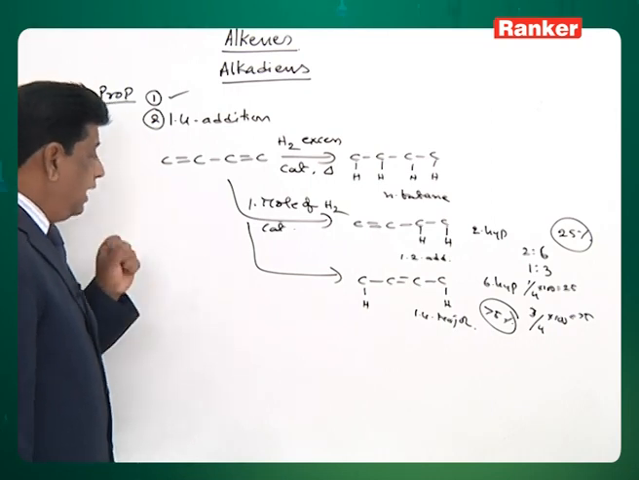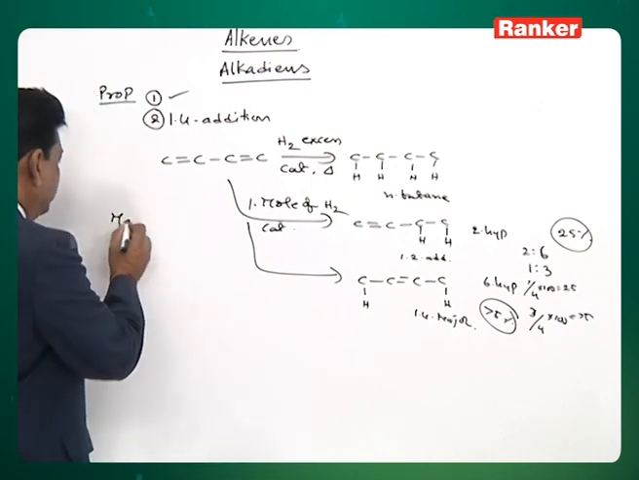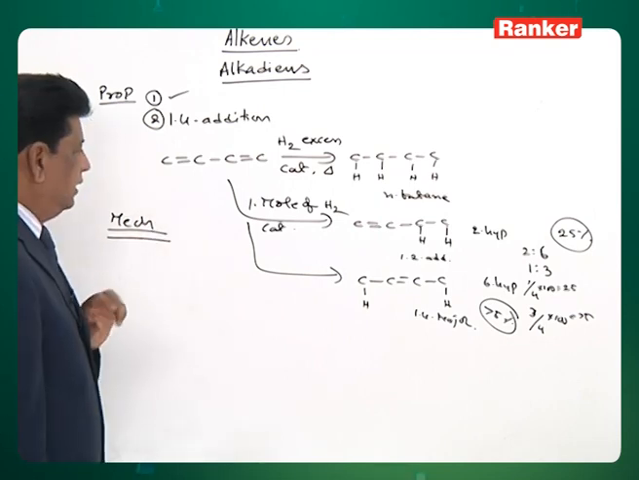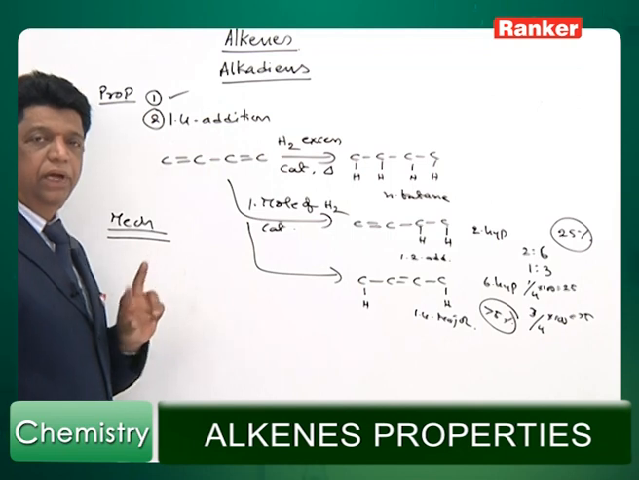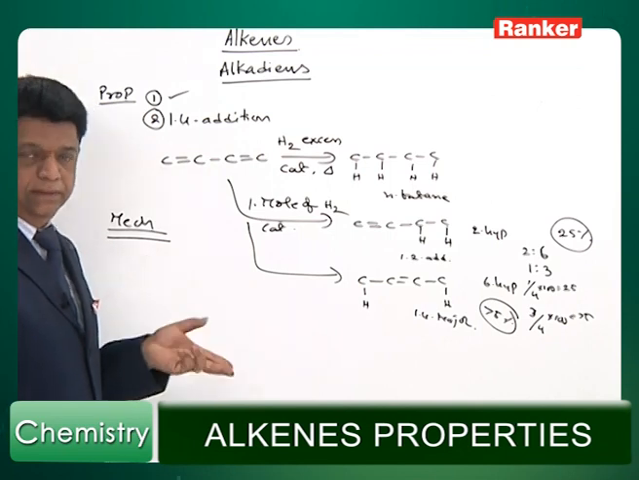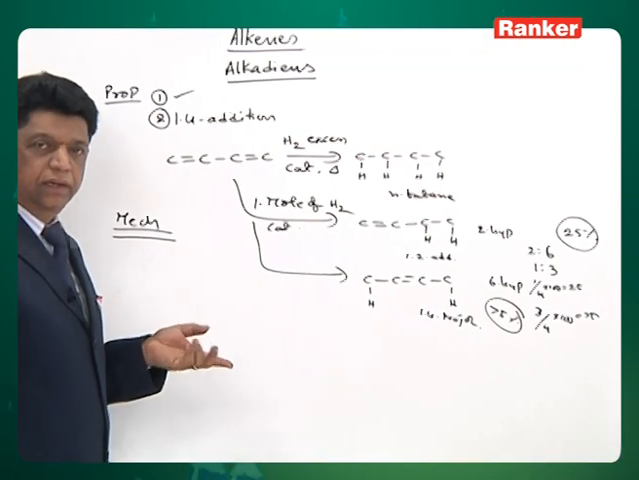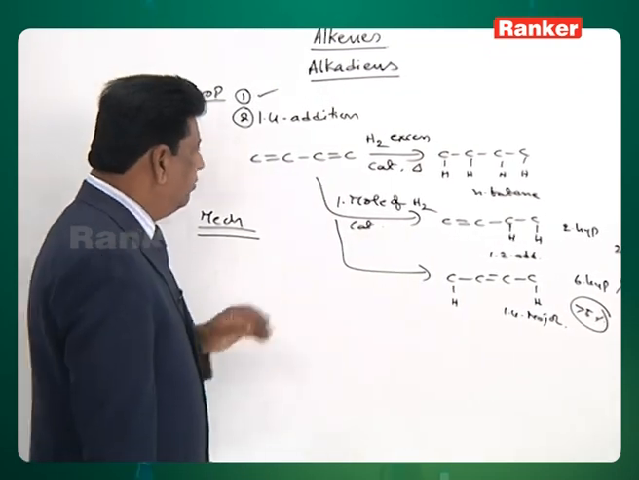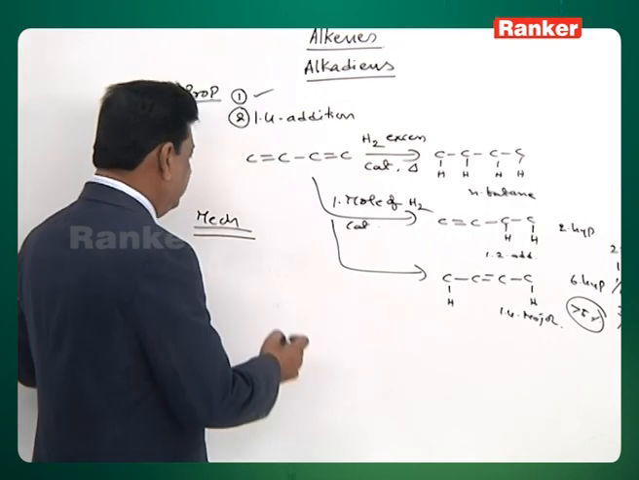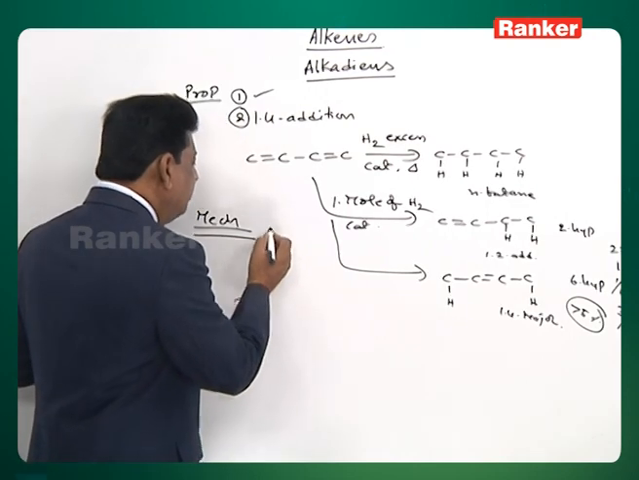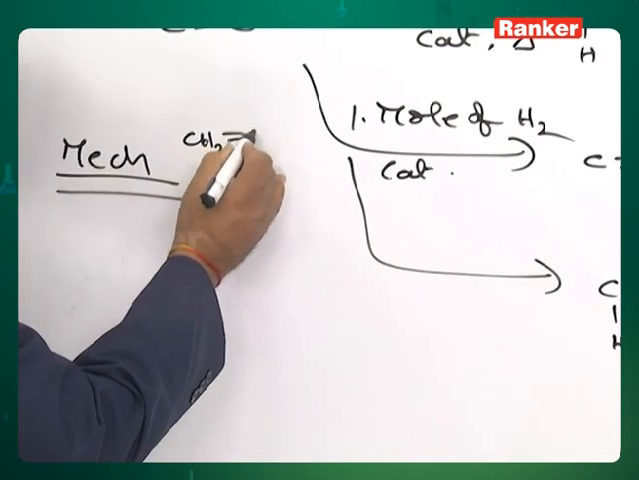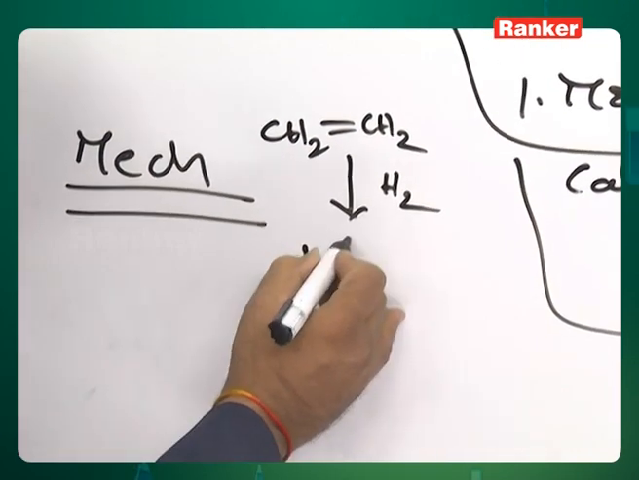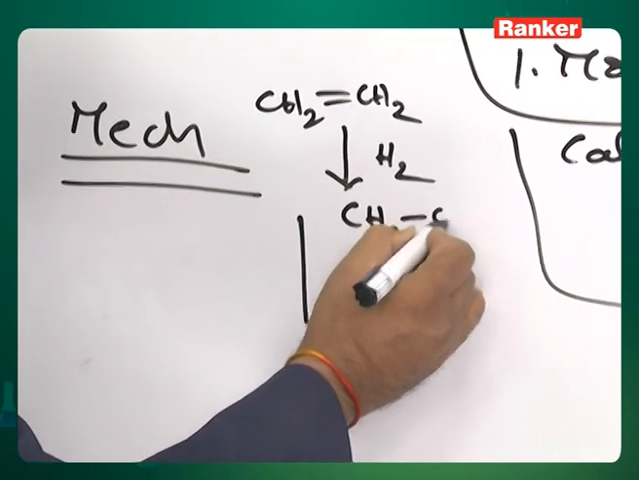But if the mechanism comes into question, we have a small problem here. Bromine addition involves Br plus and Br minus, an electrophile in step 1, an intermediate carbocation, and then Br minus; that is the mechanism. But for the hydrogenation mechanism, we have seen that when ethylene is treated with hydrogen gas, we get ethane, CH3 and CH3.